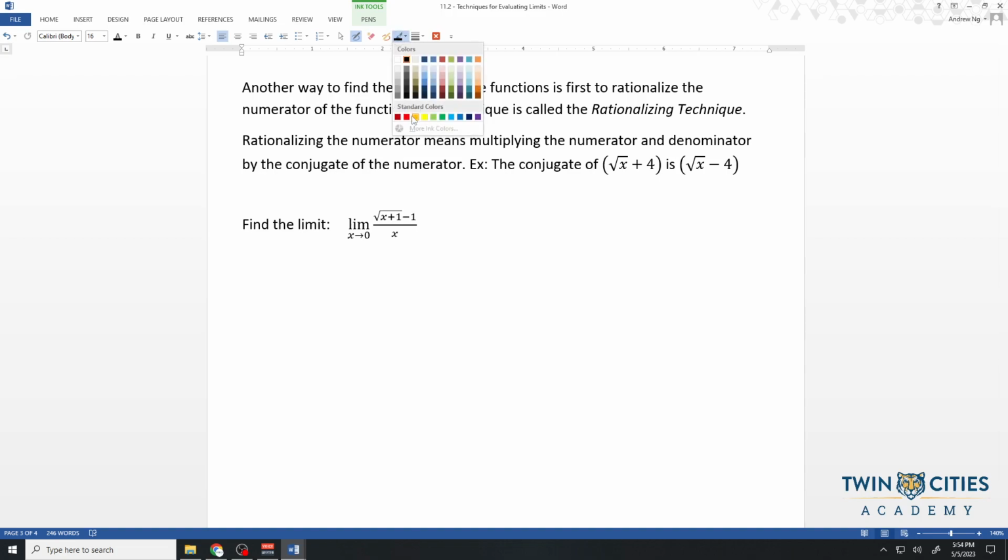So let's multiply the top and the bottom by the conjugate. The conjugate is the same thing that you see, but change the sign in the middle. So the conjugate of the square root of x plus 4 is the square root of x minus 4. Therefore, the conjugate of the square root of x plus 1 minus 1 is going to be the square root of x plus 1 plus 1. I'm going to multiply by this to the top and the bottom.